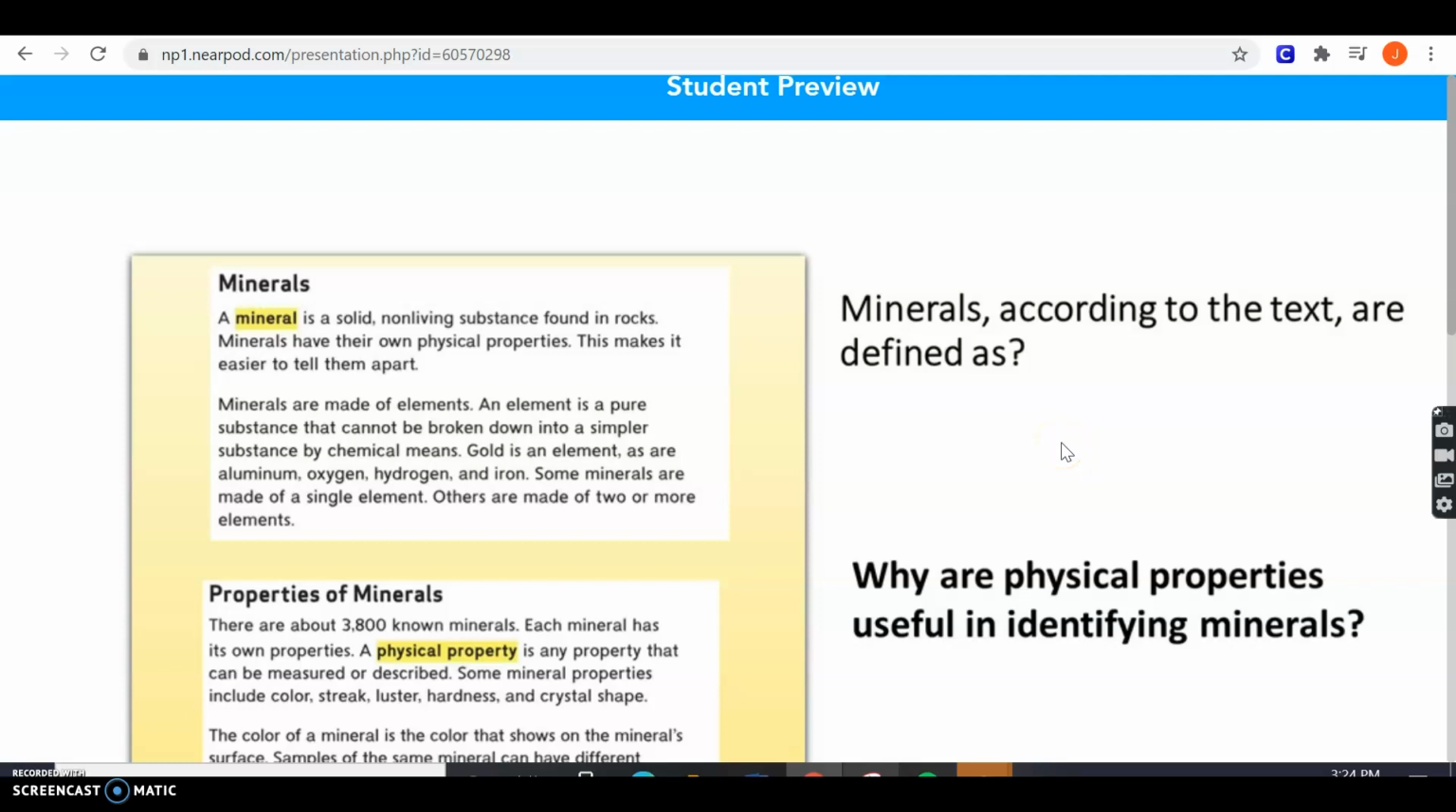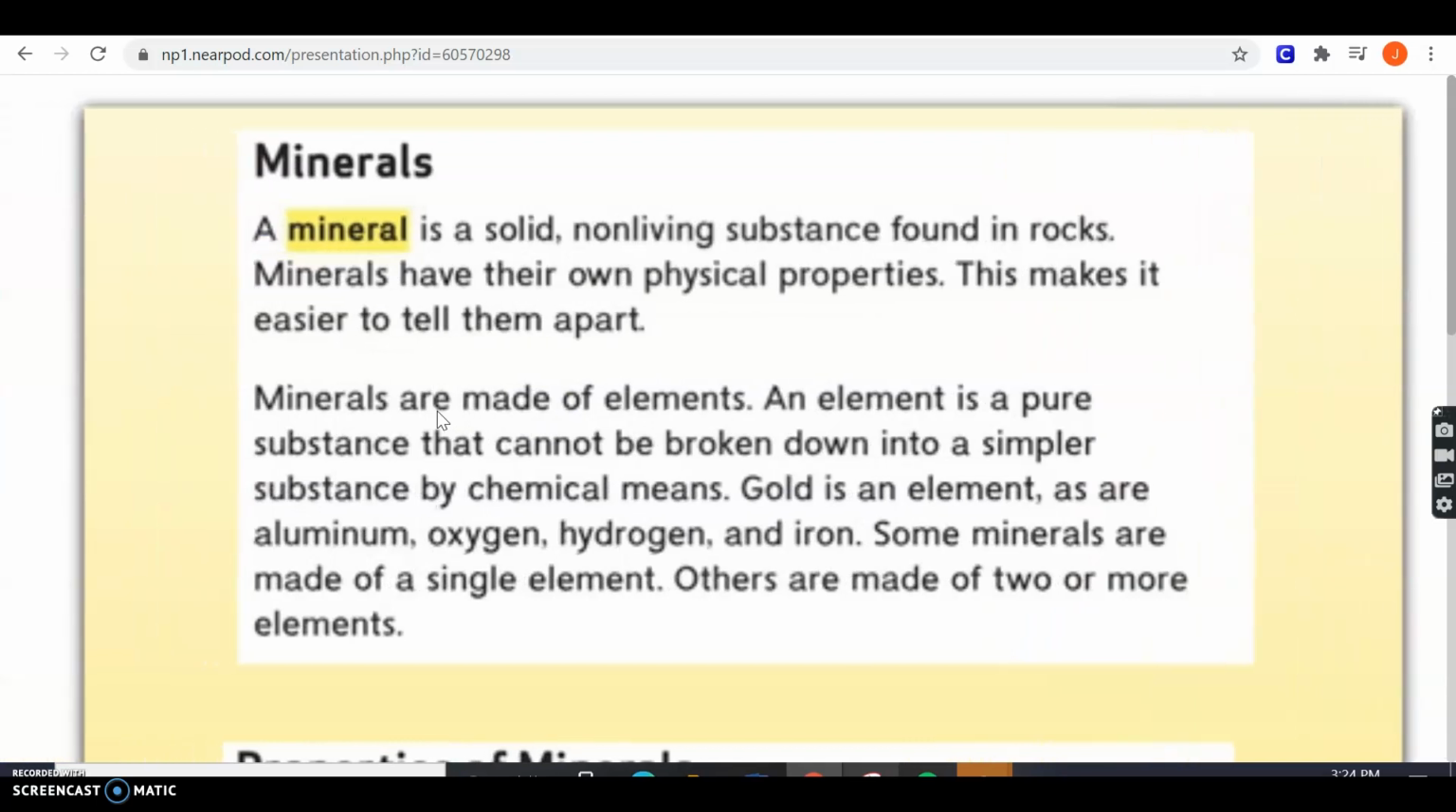It says minerals, according to the text, are defined as, so we're looking for the definition of minerals. And our second question is, why are physical properties useful in identifying minerals? So we're going to go ahead and get started reading. And remember, we're trying to answer those 2 questions.